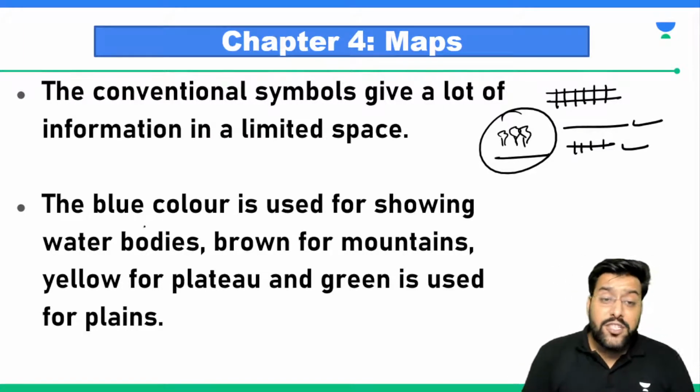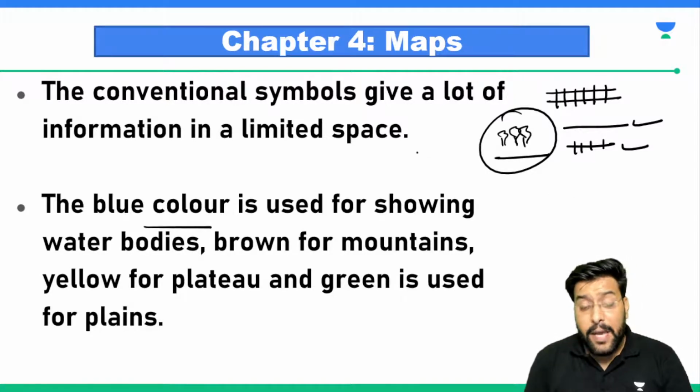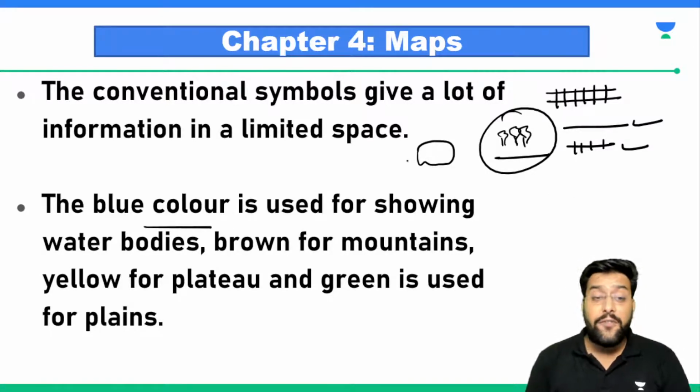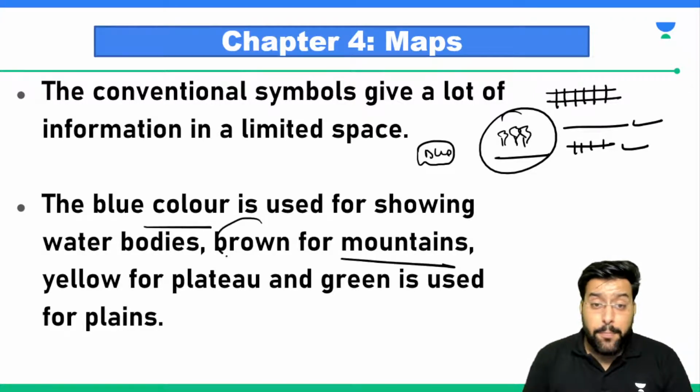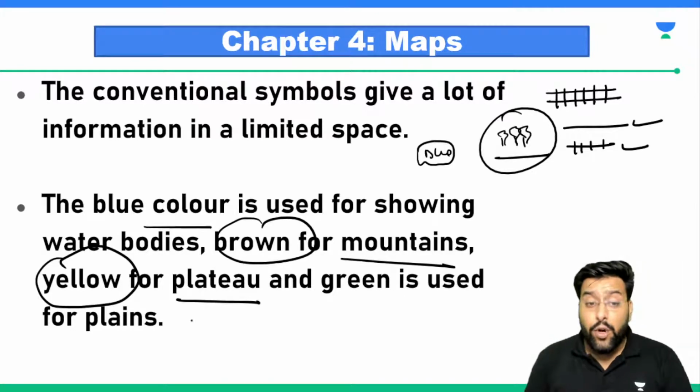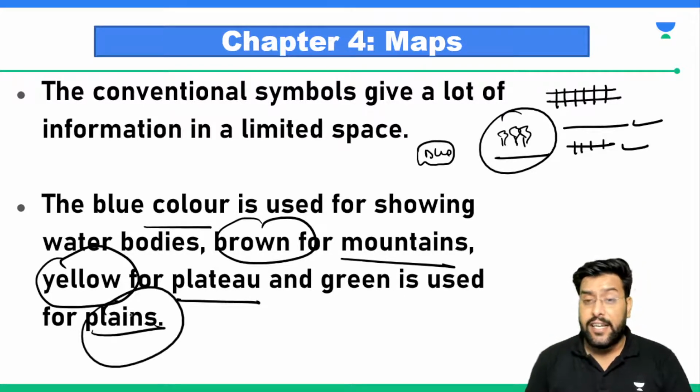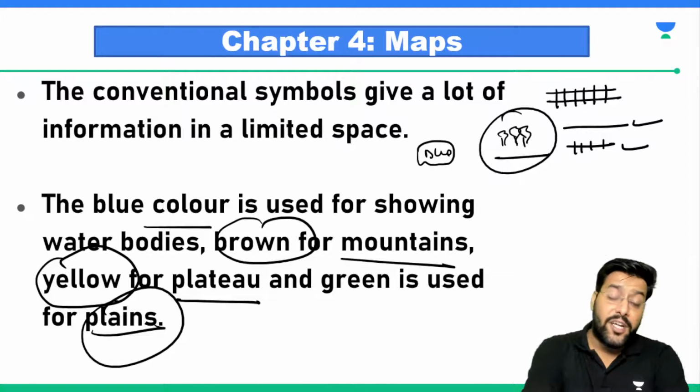Apart from that, we use colors. For example, if somewhere on the map we want to represent a water body, we will use what? We will use blue color. If we want to show mountains, we'll use brown color. If we want to show a plateau, we use yellow color. If we want to show plain areas, we use green color. Normally that is what happens.